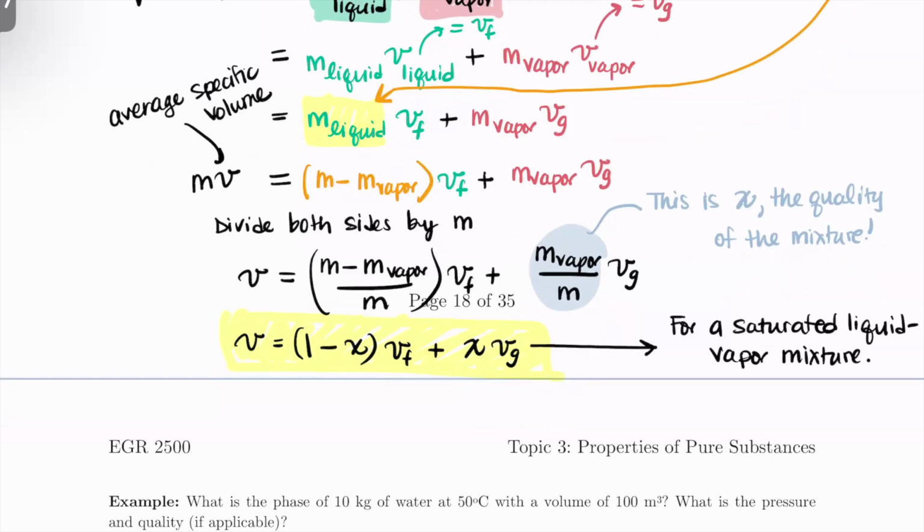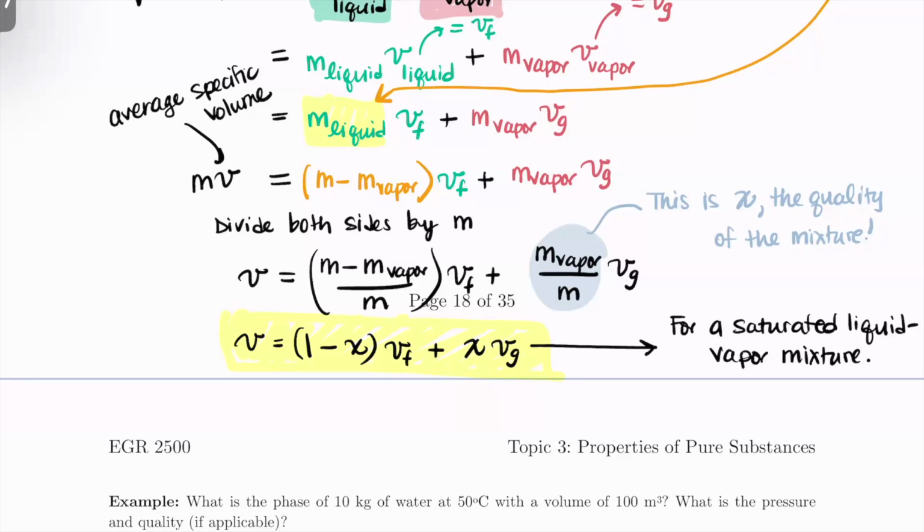Okay, so this will be useful to us. And if we look at this equation, it's always good if you do a little derivation like this to check that this makes sense. So if our quality is 0, then that means that we have a completely saturated liquid. So our specific volume should be VF, right, by definition. So if we plug in X equals 0 into this, we end up with VF. So that's good. And then if our quality is 1, that would mean that we have a completely saturated vapor. So if we plug in 1, we have 1 minus 1 times VF, so that goes away, and then we just have 1 times VG, so that checks out, okay?